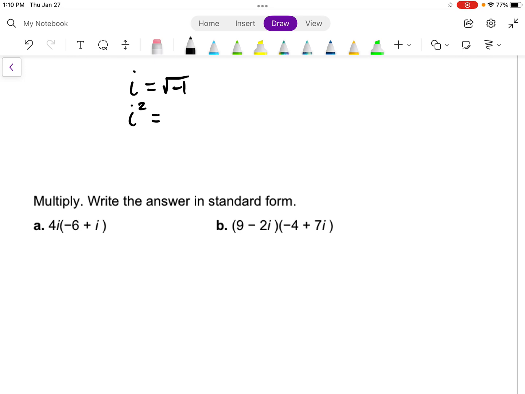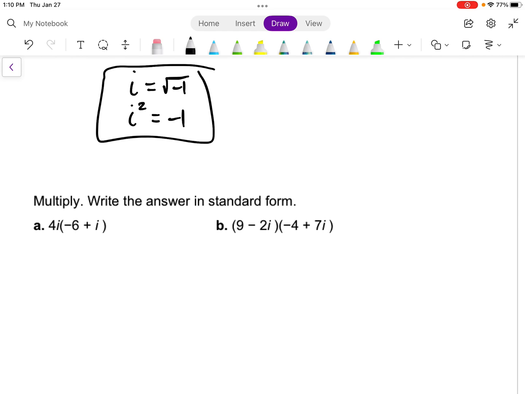All right, see if this makes sense. If I take the square root of negative 1 and square it, the square root and the square are just going to cancel out. So i squared equals negative 1. This is really important. That's going to be really important to us as we go through and multiply. So if you don't have that written down, i equals the square root of negative 1, i squared equals negative 1.